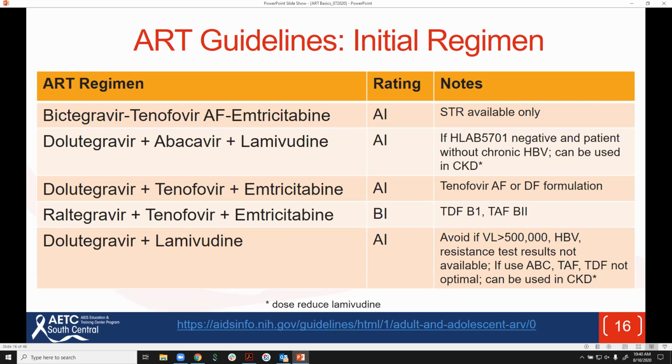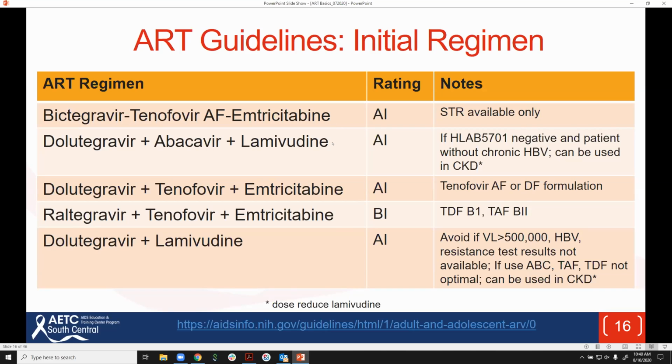that particular medication. Chronic hepatitis B, if you see in all the other options here, you'll see tenofovir and emtricitabine or tenofovir and lamivudine. Hepatitis B is treated by both tenofovir and emtricitabine, and so if you have a patient with chronic hepatitis B, it's really important that our preferred regimen would include both tenofovir and emtricitabine or lamivudine. So let me talk about that.